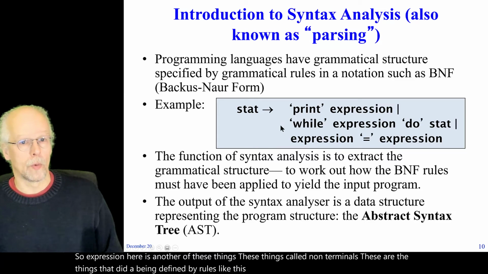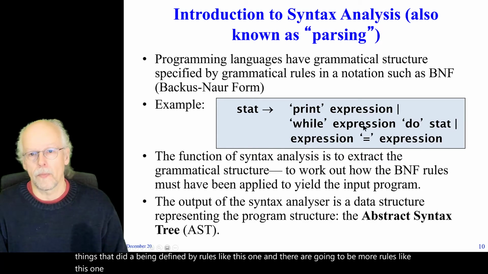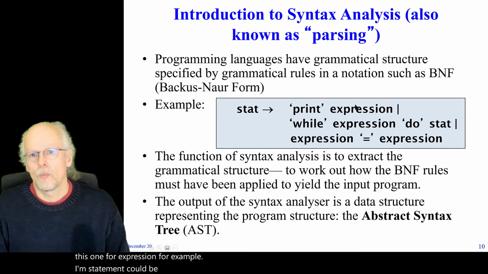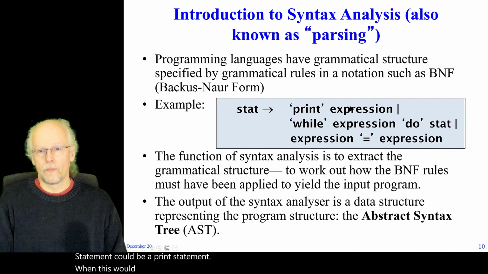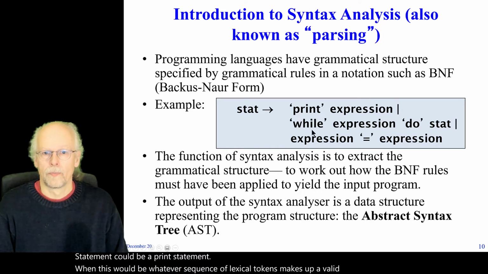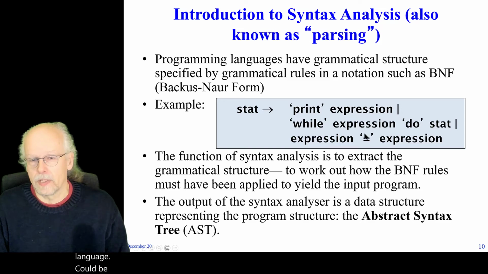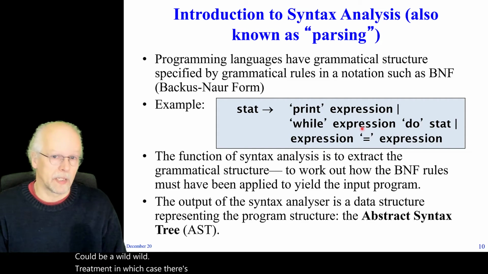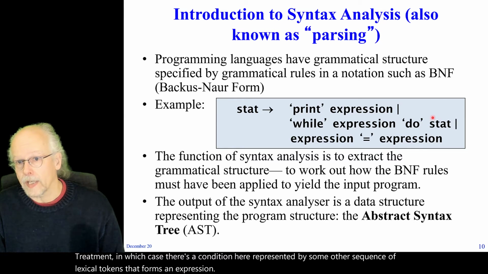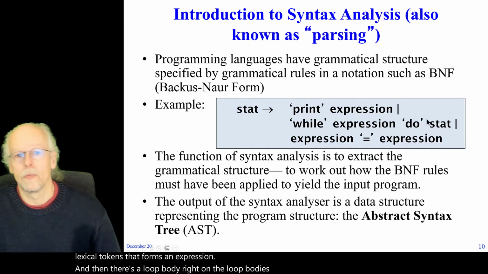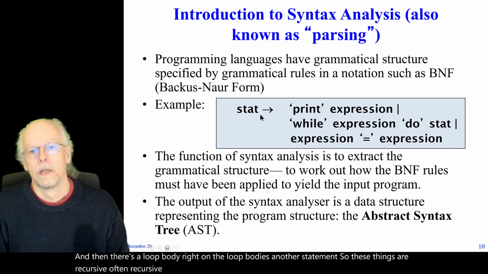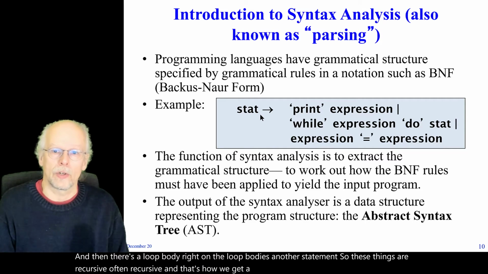And there are going to be more rules like this one, for expression, for example. So a statement could be a print statement, and this would be whatever sequence of lexical tokens makes up a valid expression in your language. It could be a while statement, in which case there's a condition represented by some other sequence of lexical tokens that forms an expression. And then there's a loop body, and the loop body is another statement. So these things are often recursive, and that's how we get a tree structure or a nesting structure in our program.